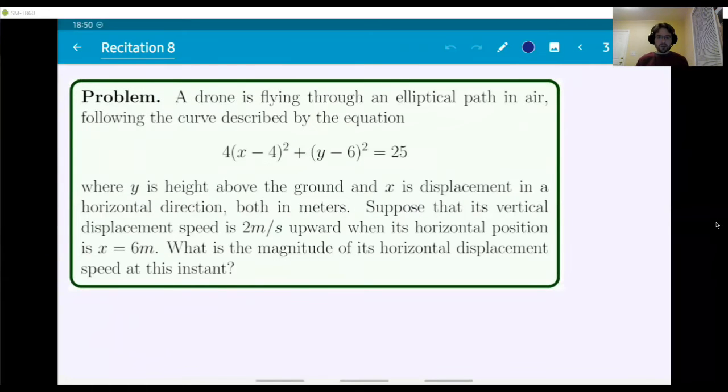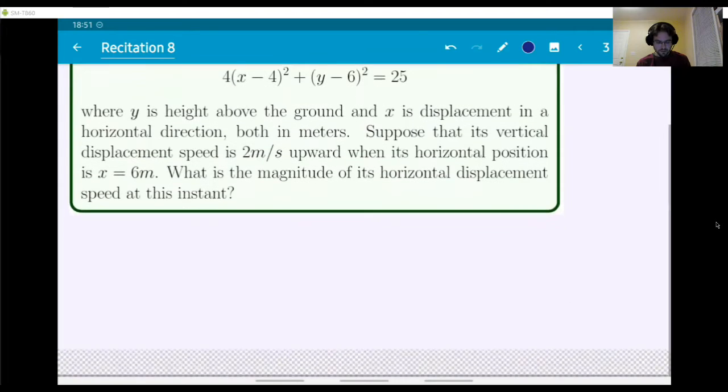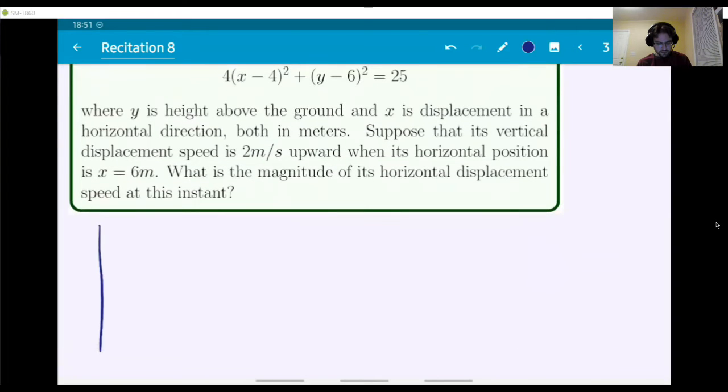The other problem about related rates is going to be this one. You have a drone flying through an elliptical path in air, following a certain curve, where y is going to be measuring height above the ground, and x is going to be displacement in horizontal direction in meters. So before I read everything else, I'm going to draw a picture here. That's actually not necessary for solving the problem, but we can at least visualize what's happening.